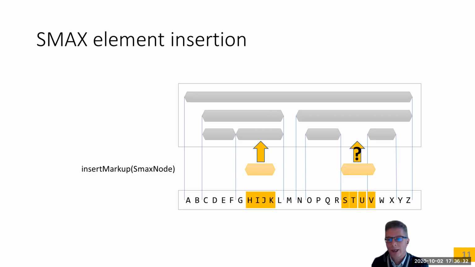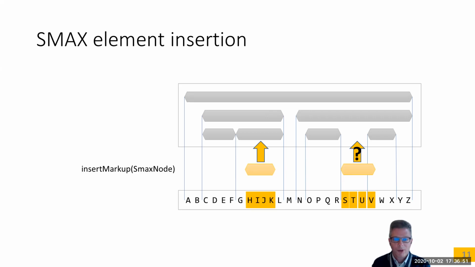However, in the second case, we have a node that spans the text S, T, U, V. And now the question is, where do we insert this? Because the start position is within the node that's up there on the second row, but the end position is within a node in the third row that's lower. And that will lead to non-well-formed XML.